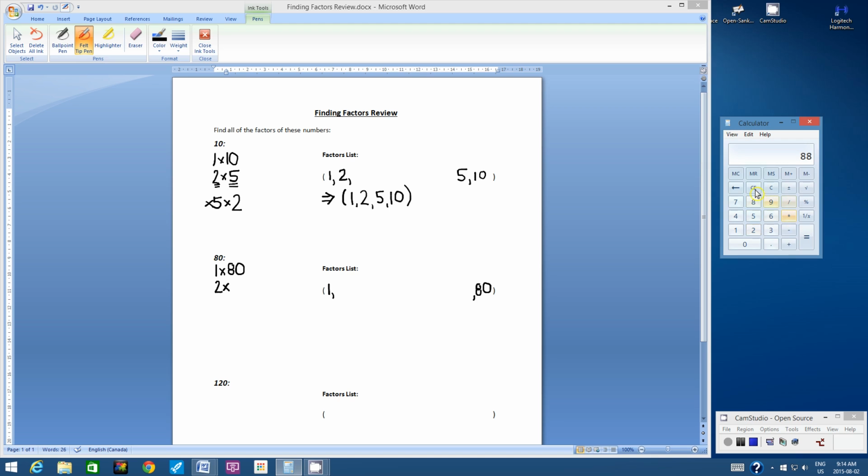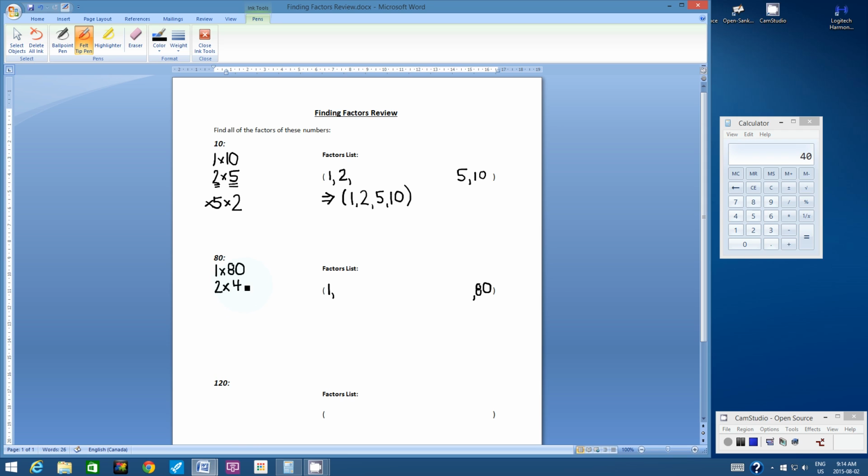80 divided by 2, and if you can do that mental math, that's even better. Okay, so 80 divided by 2 is 40. So our next factor pair is 2 and 40. There will be no factors between 40 and 80. Okay?